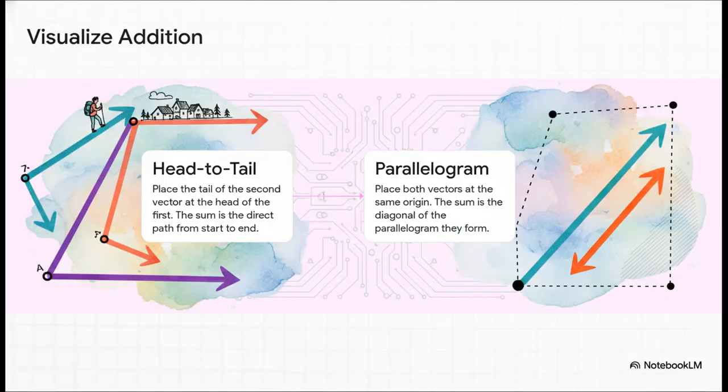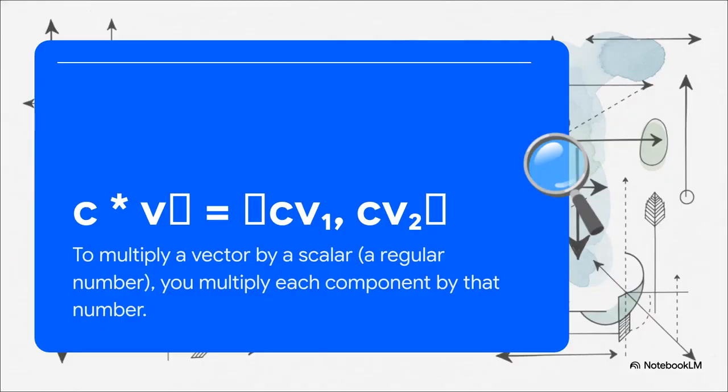Simple as that. Now, the formula's great, but seeing it is what makes it click. The head-to-tail method is kind of like following a map. You walk along the path of the first vector, and right where you stop, you start walking along the path of the second one. The final answer is just a straight line from where you started to where you ended up. The parallelogram law gives you the exact same result, but it shows us something really powerful. That diagonal cutting across the middle, that's the net force, the single vector that does the job of the other two combined.